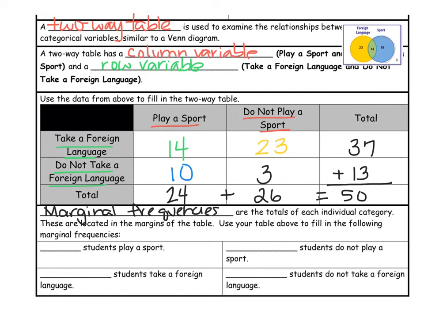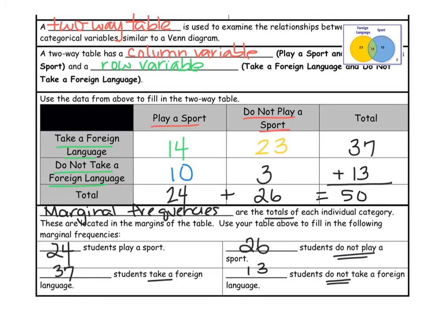And these frequencies are the totals of each individual category. So the total of the play a sport, do not play a sport categories, the take a foreign language, and do not take a foreign language categories. So if we look at our marginal frequencies, how many students play a sport? 24. How many students do not play a sport? That would be 26. Students that take a foreign language is 37. And students who do not take a foreign language is 13.